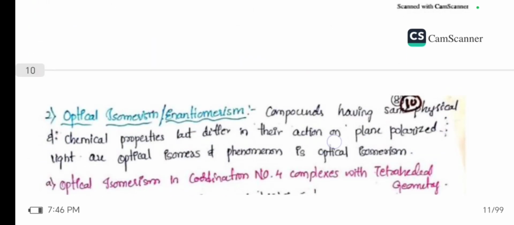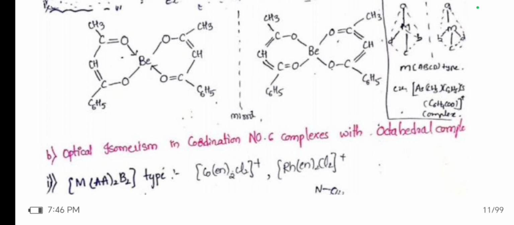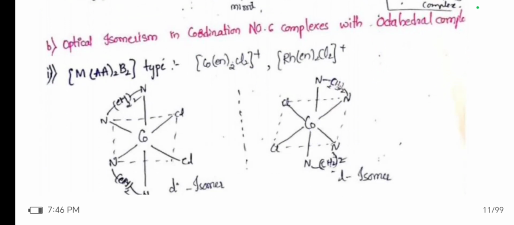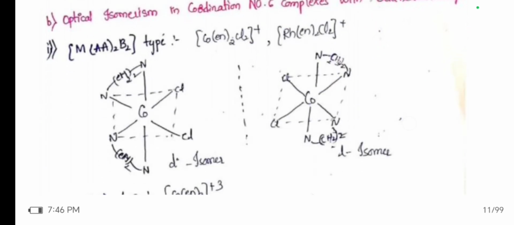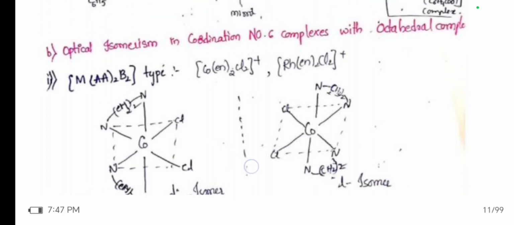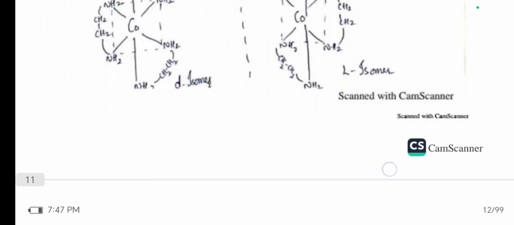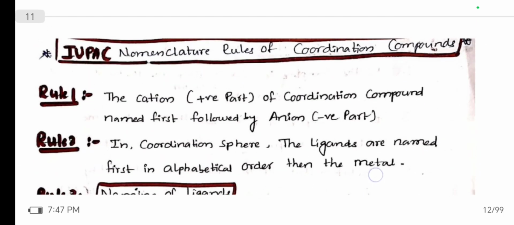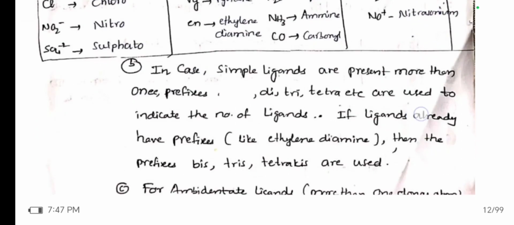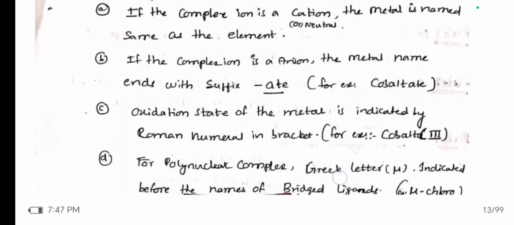Okay. Next, optical isomerism, coordination number 4, tetrahedral. Practice this example. Otherwise, you can leave this question. Okay. Optical isomerism in coordination number 6. This is D isomerism, L isomerism. Practice this example one time. That is the isomerism concept. Nomenclature is simple only.